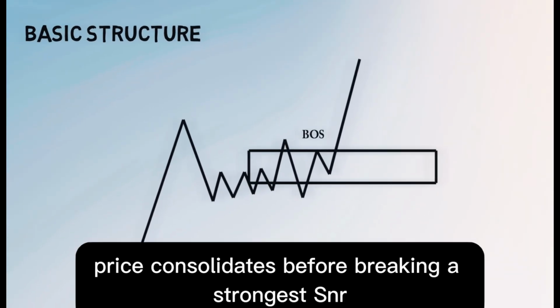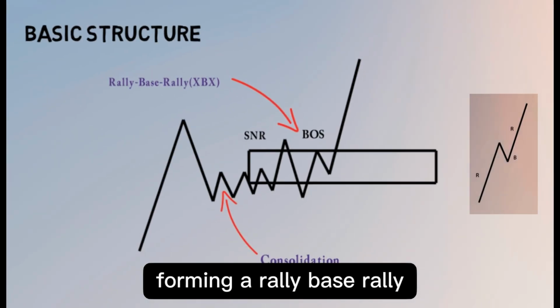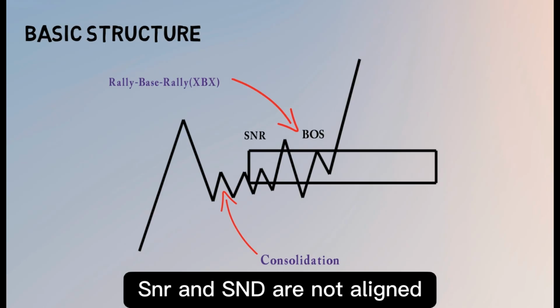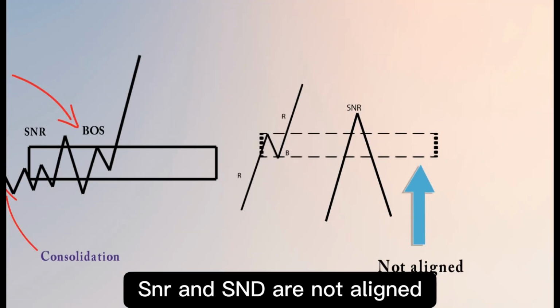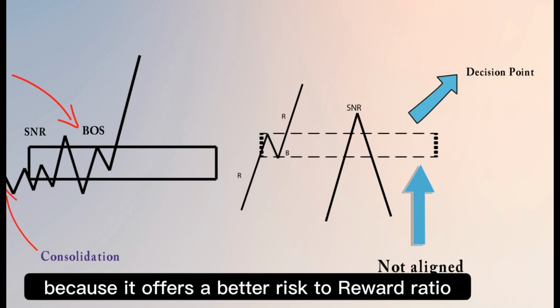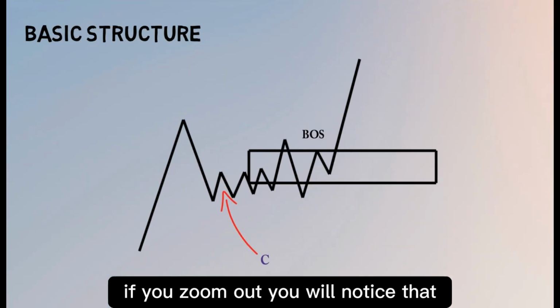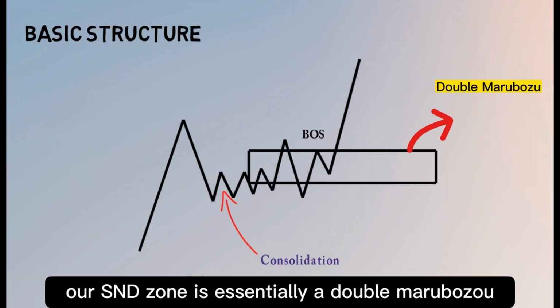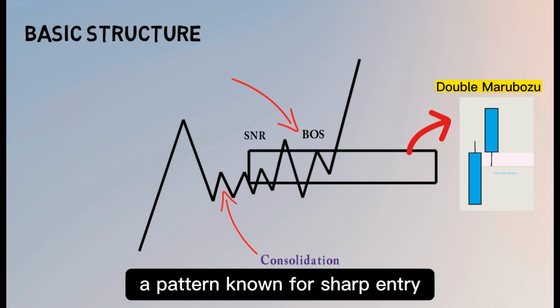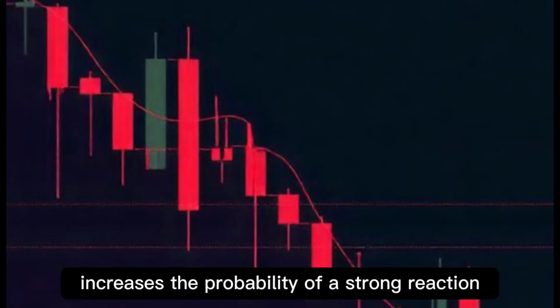Typically, price consolidates before breaking a strong SNR, forming a rally-based rally. However, in this case, SNR and SND are not aligned. Instead, we use SND as a decision point because it offers a better risk-to-reward ratio. If you zoom out, you will notice that our SND zone is essentially a double Marubozu, a pattern known for sharp entries. This setup increases the probability of a strong reaction.